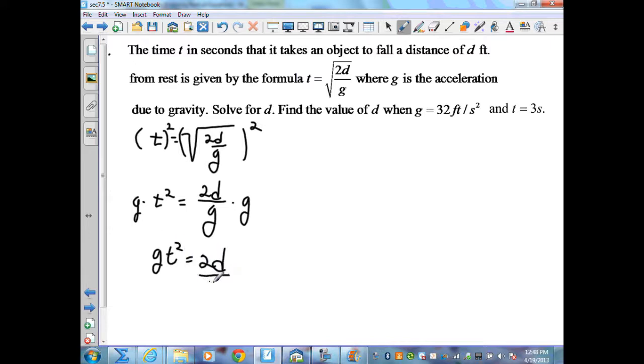When I divide by 2, that's going to give me d equal to g t squared over 2. Let's substitute our values given into our equation that we solved for. d is equal to, g is 32 feet per second squared times t, which is going to give me 3 squared.